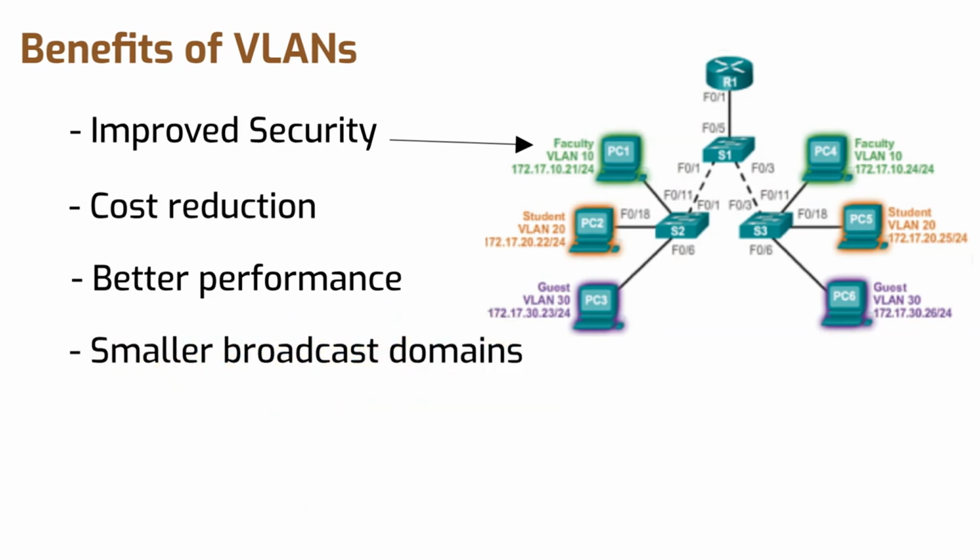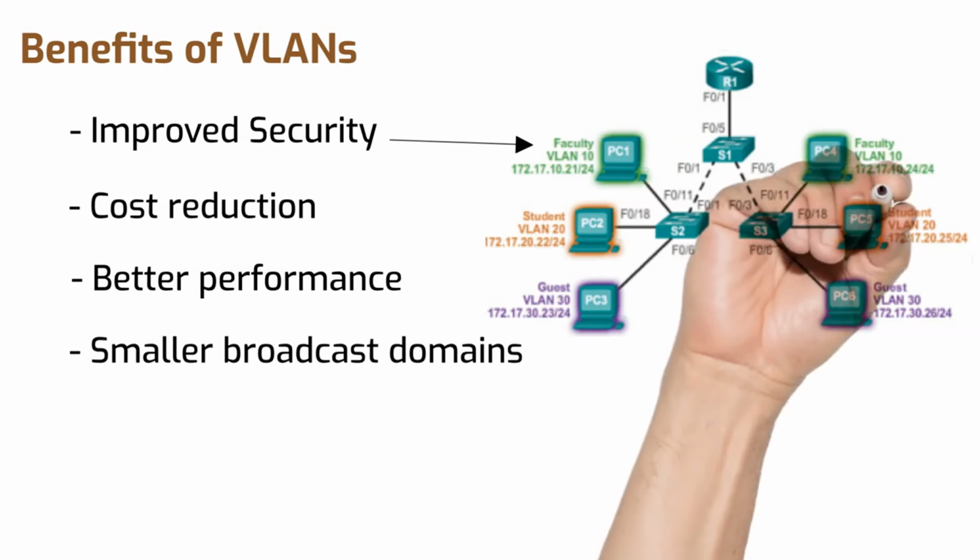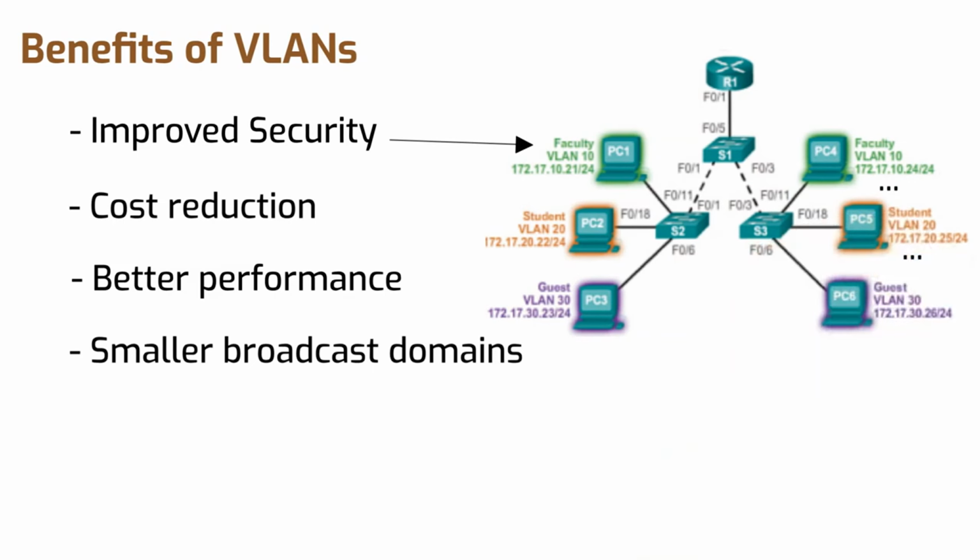Another benefit is smaller broadcast domain. Dividing a network into VLANs reduces the number of devices in the broadcast domain. As shown in the figure, there are 6 computers on this network, but there are 3 broadcast domains: faculty, student, and guest.